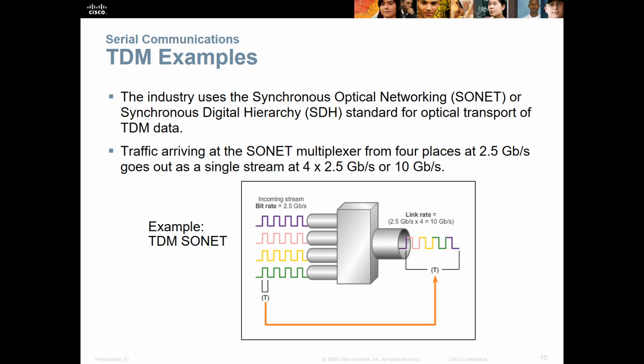Time division multiplexing examples could be things like a SONET. That's going to be the synchronous optical network fiber. Or even things like SDH, which is, again, more for optical transports. Here we're looking at traffic arrived at a given SONET multiplexer from one of four places at a 2.5 gigabit speed as it goes out a single stream of 10 gig.